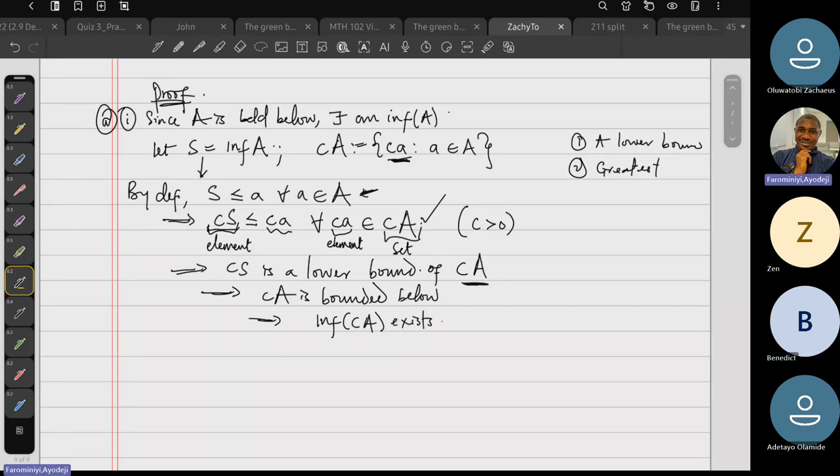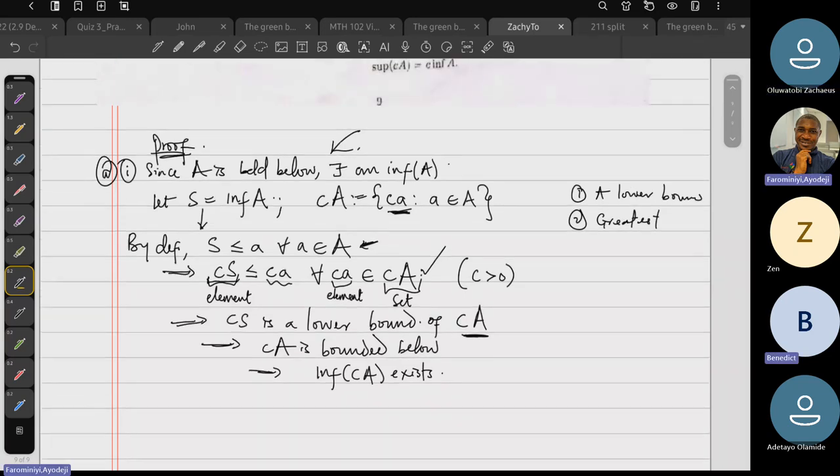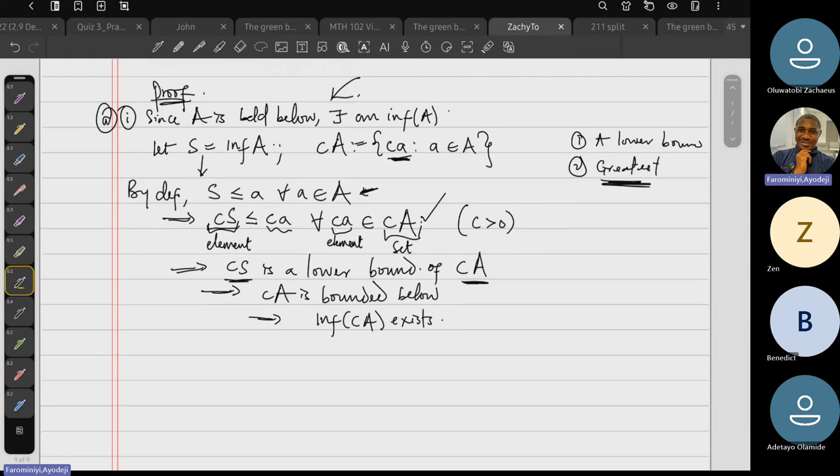Yes, sir. That is how we actually started. So the infimum of CA exists. But we want to show that that infimum is actually C times the infimum of A, C times S. The only thing we know about C times S now is that it is a lower bound. So, just like we do in chemistry, to do confirmatory tests that it is actually the greatest lower bound, we need to show that it is the greatest. How can we show that something is the greatest? We pick any other lower bound and show that it is definitely less than what we have.